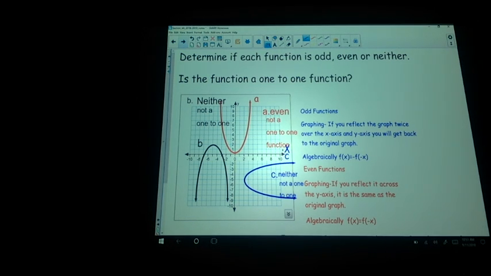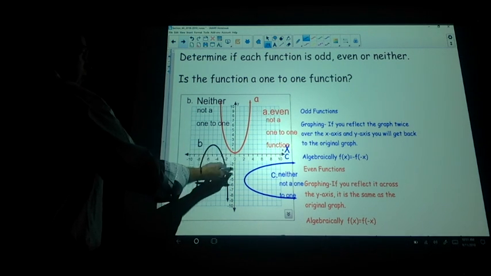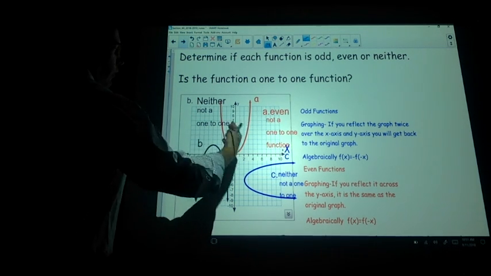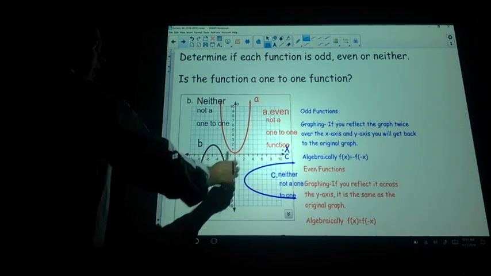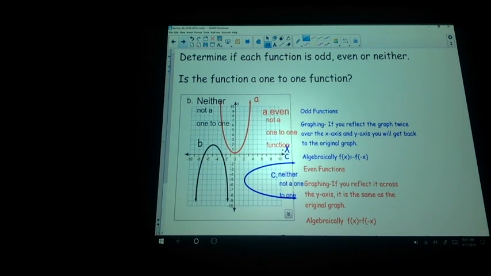So an even function can be folded over the y-axis. The reason B does not work is because I can't fold B, the lower black one, over the y-axis. It's not symmetric about it. If I fold this over the y-axis, I get another whole duplicated thing over here. It won't work. And it's not one-to-one because you have a repeat in the y values.